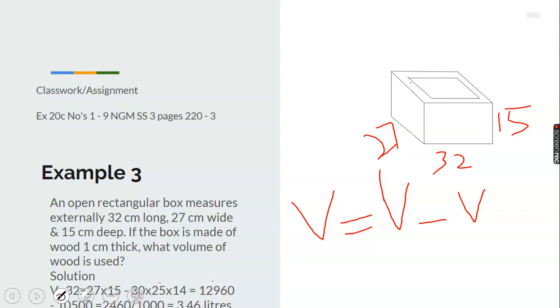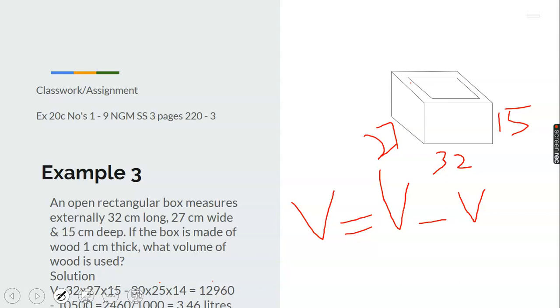Now the assignment through classwork is exercise 20C, number 1 to 9, taken from New General Mathematics SS3, pages 220 to 223.